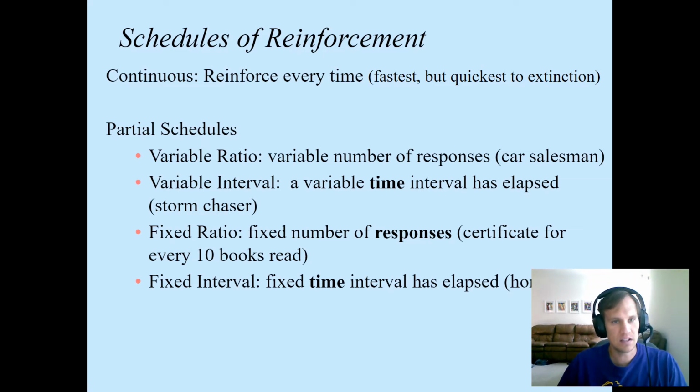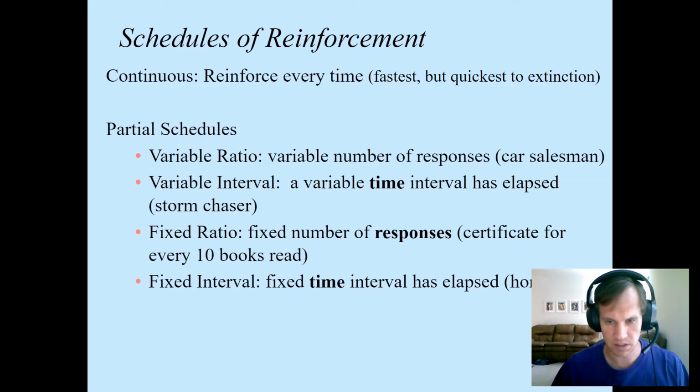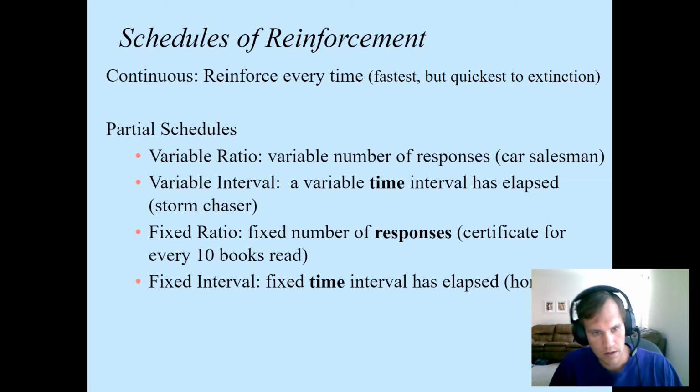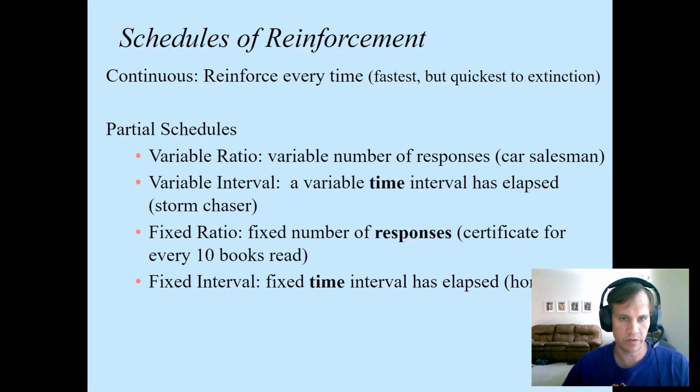Okay, this is the fastest and I guess easiest reinforcement schedule, but it's also the quickest to extinction. Once Billy realizes, hey, I've raised my hand a couple times and I don't get any more candy bars, that effect is going to wear off a lot faster. So instead, we have these partial schedules that we can use to make the reinforcement a lot more effective and prevent extinction of the behavior that we're looking for.